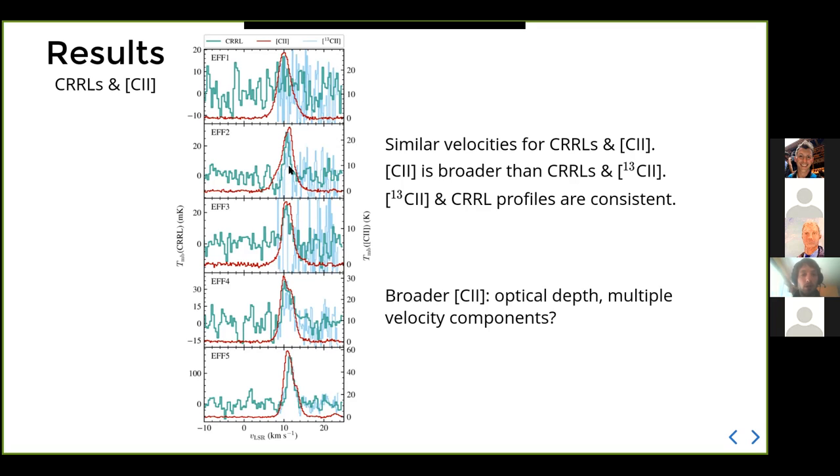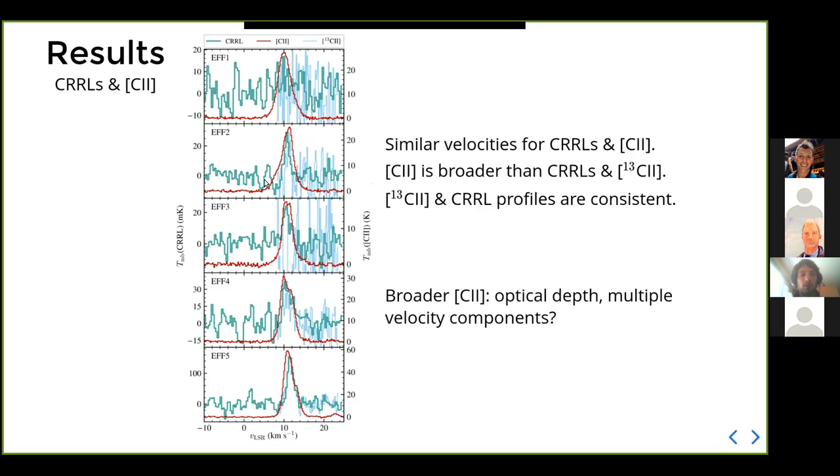Well, there's a small offset in velocity if we look at this composite C+ spectrum, which has a couple of kinks here and there. There's a difference between the central velocities of the two lines, and that's more clear here and here. So there are two things. Well, first is that the velocity between C+ and the carbon radio recombination line is not exactly the same, but we'll go back to that in the next slide.